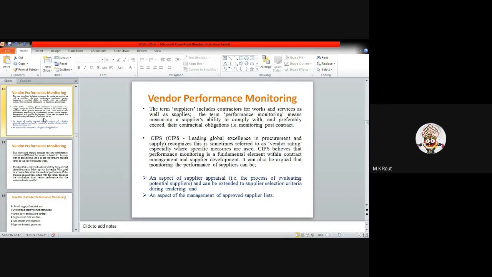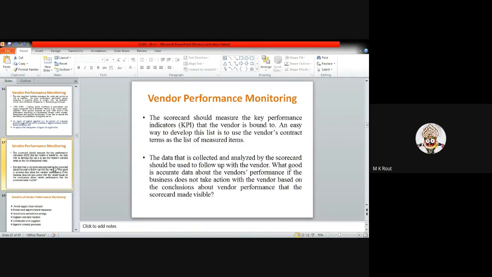So as far as CIPS is concerned, CIPS believes that performance monitoring is a fundamental element of contract management and supply development. It can also be argued that monitoring the performance of suppliers can be included as an aspect of supplier appraisals, that is the process of evaluating potential suppliers, and can be extended to supplier selection criteria during tendering. And the next part is an aspect of management approval of the supplier list. So these belong to two parameters: the aspect of supplier appraisal, and the aspect of management approval of the supplier list.